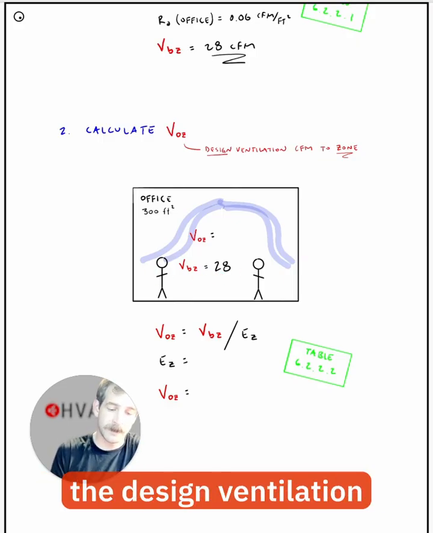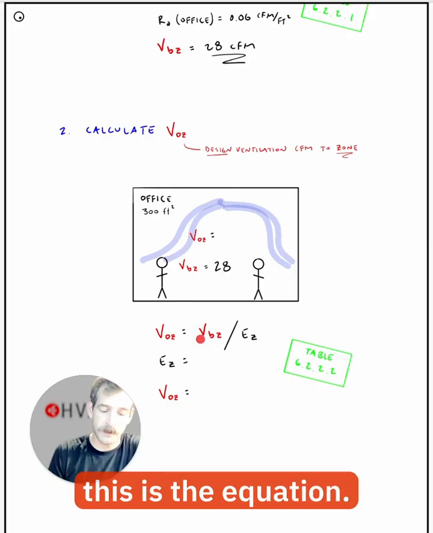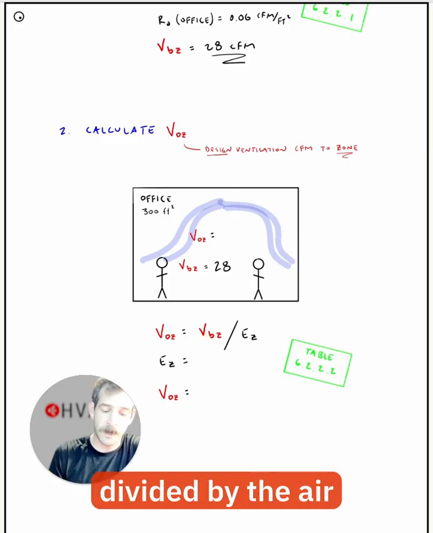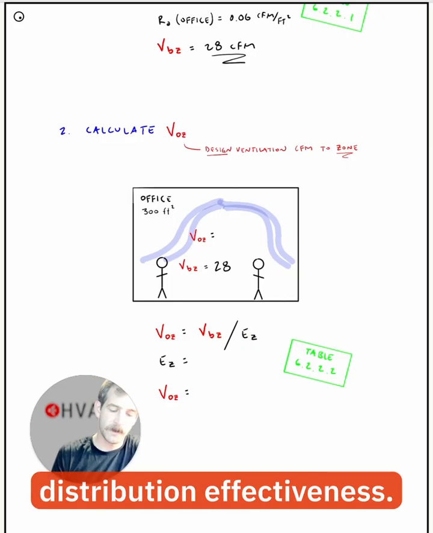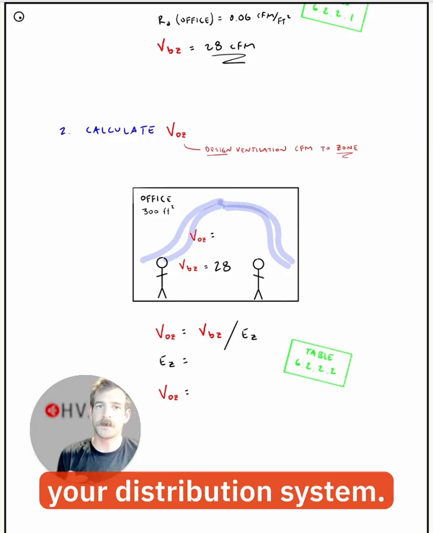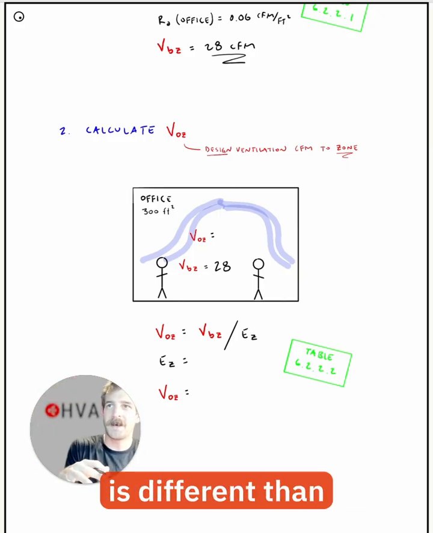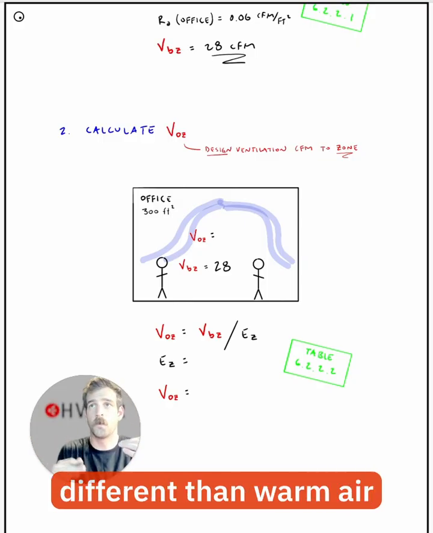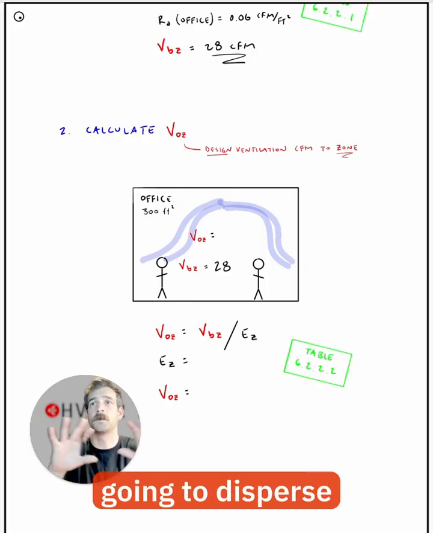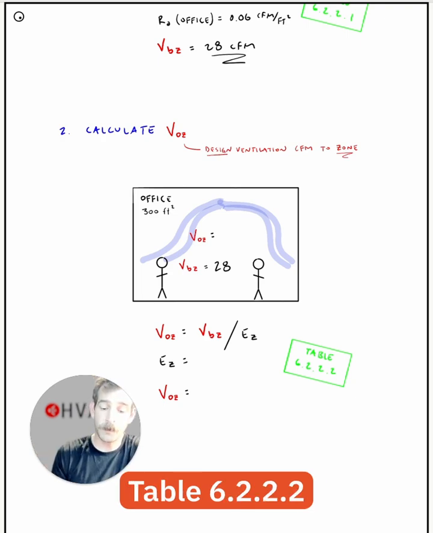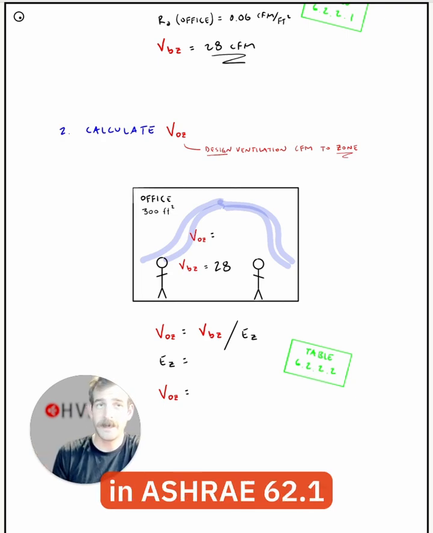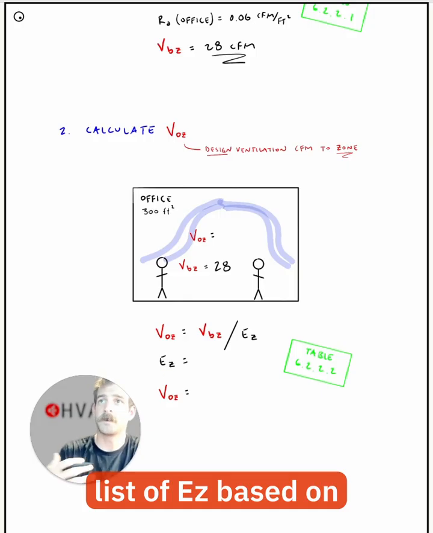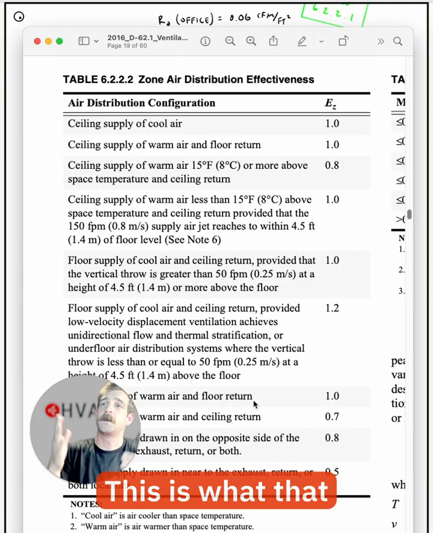To calculate the design ventilation to the zone, this is the equation. It's the ventilation to the breathing zone, which we just calculated, divided by the air distribution effectiveness. The air distribution effectiveness depends on your distribution system. Overhead supply is different than underfloor supply, and cold air is different than warm air in terms of how it's going to disperse into the space. Table 6.2.2.2 in ASHRAE 62.1 gives you a list of EZ based on your distribution type. This is what that table looks like.